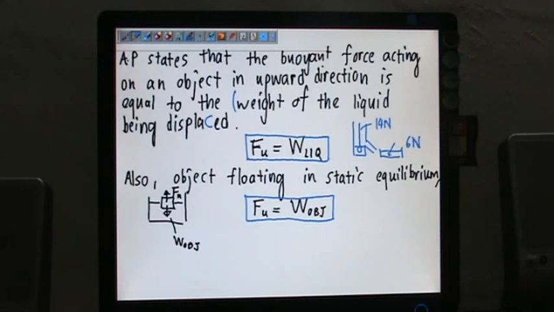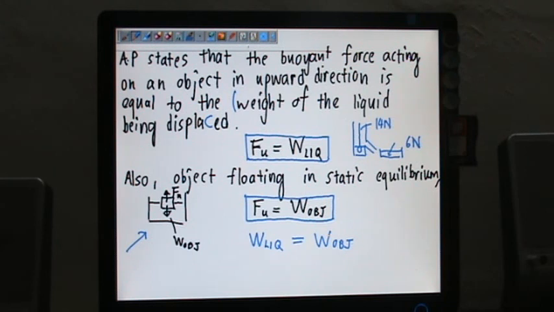Okay, with this in mind, we look at this diagram and the object is in static equilibrium. Of course it's not really static because it will keep on moving up and down, but we are talking about the ideal state. Ideally speaking, they stop moving. Going down equals moving up, so Fu equals W obj. You must remember these two formulas very well because you are going to use them quite often. The weight of the liquid equals the weight of the object.